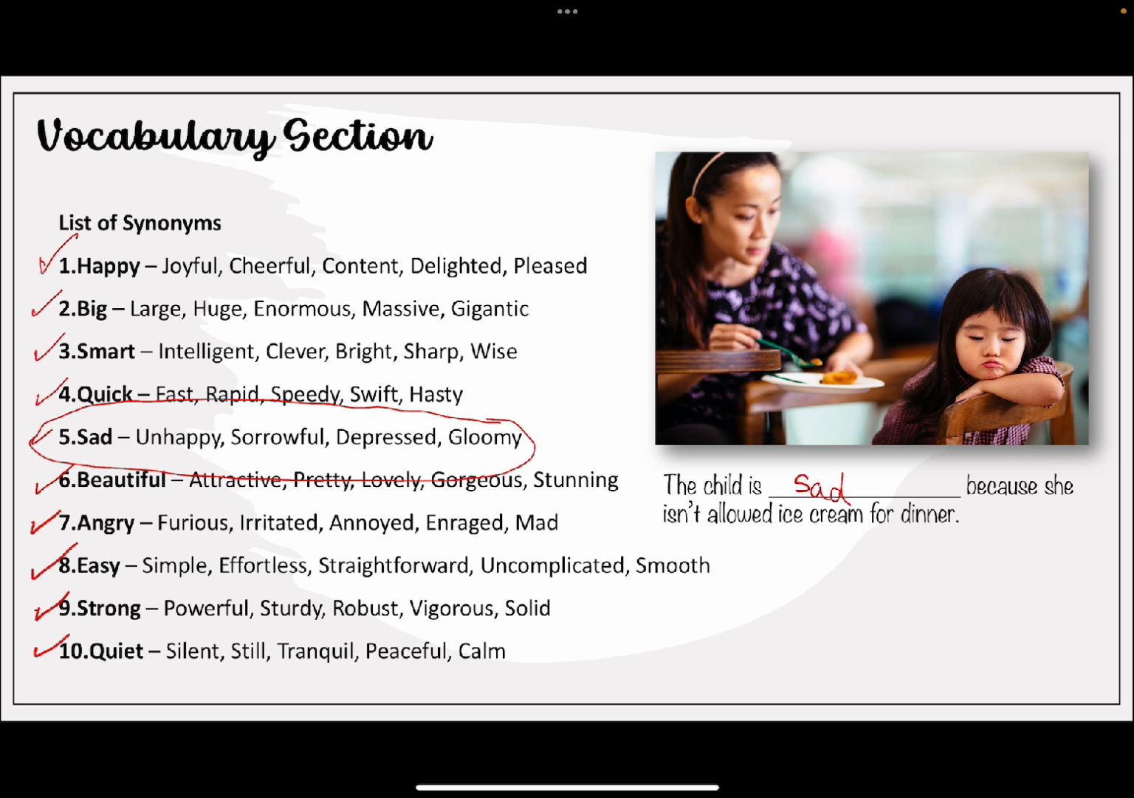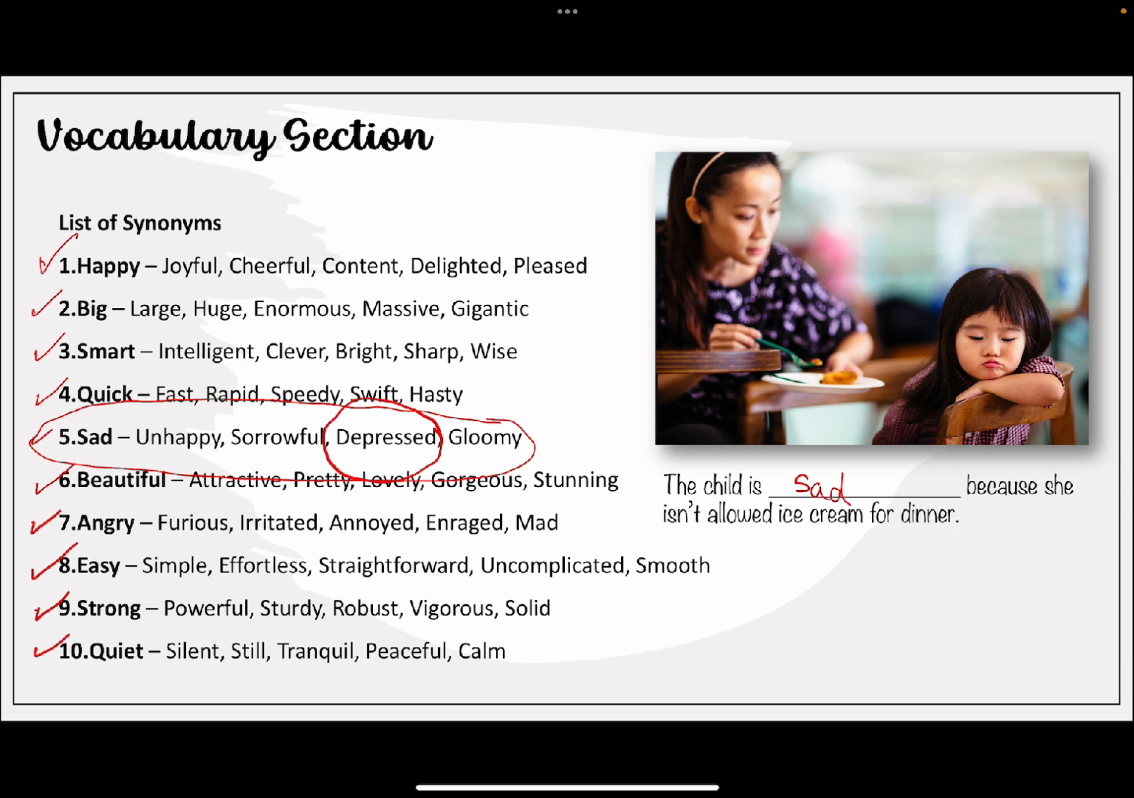Now I could say, instead of sad, the child is unhappy because she isn't allowed ice cream for dinner. Now I'm going to go further down the list and choose another synonym, which is depressed. The child is depressed because she isn't allowed ice cream for dinner. This is a really good example of how some synonyms are not appropriate. So the word depressed is a synonym for sad. However, depression is a word that we use to refer to a mental health condition.